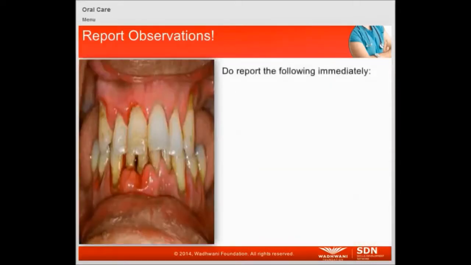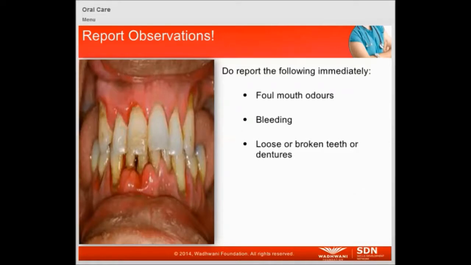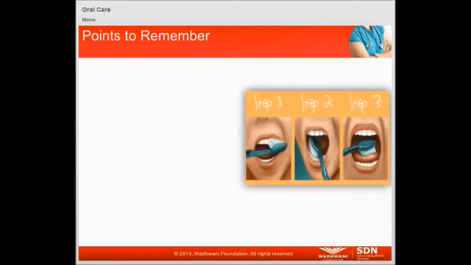The following observations should be reported immediately: foul mouth odors, bleeding, loose or broken teeth or dentures, sores in or around the mouth, a coated tongue, complaints of pain. Here are the points to remember.